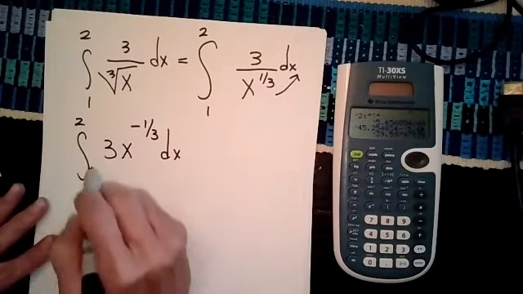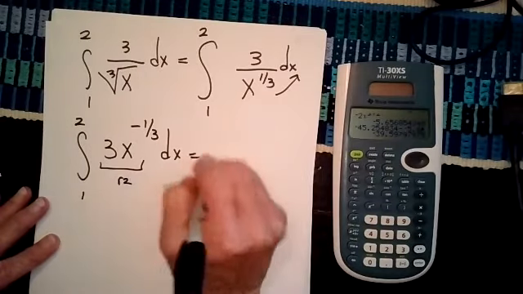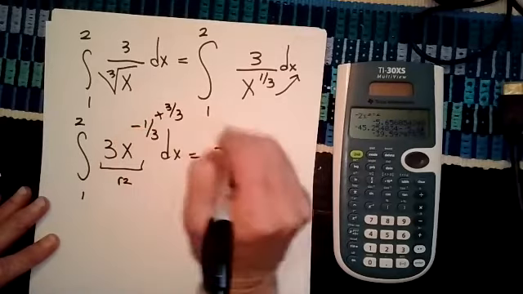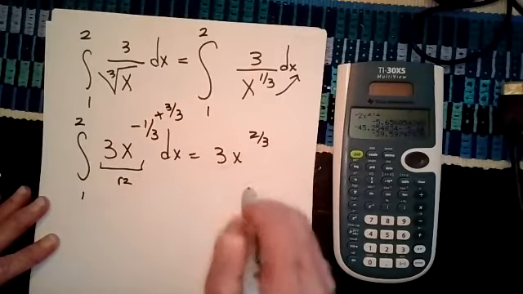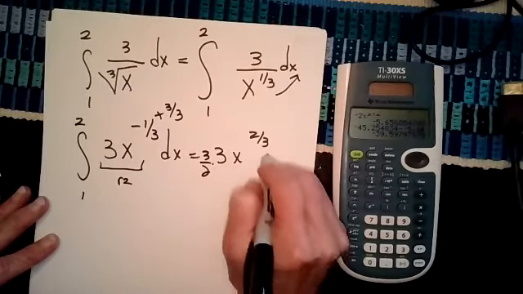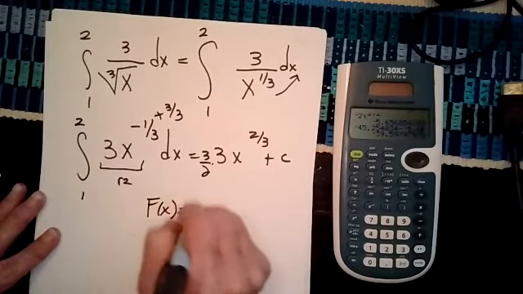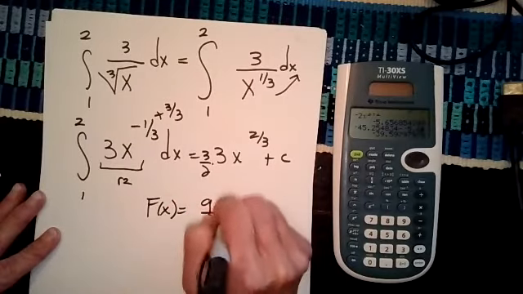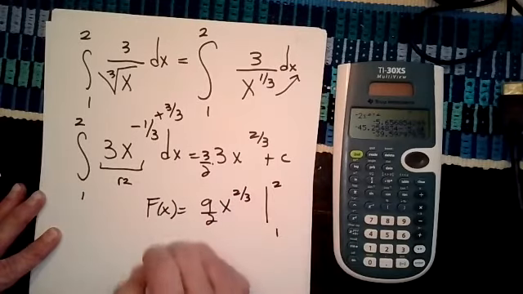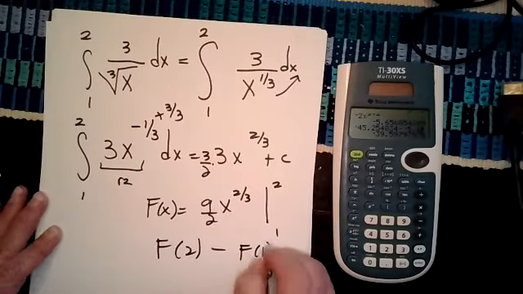All right, so now this is a 6.1. This is rule 2. I just have to add 1. I bring my constant term over. When I add 1 to -1/3, I get 2/3. I divide by 2/3, or I multiply by 3 over 2. There's my plus c, but I kind of forget about it. So my antiderivative is 9/2 x to the 2/3. And I'm going to evaluate it from 1 to 2. So it's always top minus bottom.